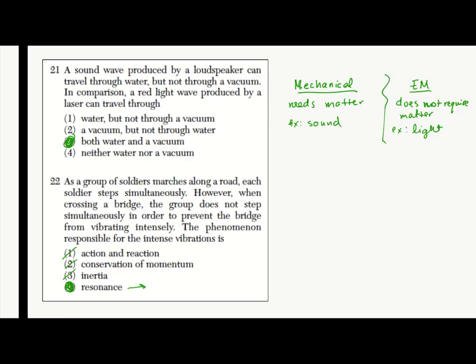Resonance is essentially two objects vibrating together at the same frequency. So I'm just going to repeat that verbally. Two objects vibrating together at the same frequency. That's resonance. So the group of soldiers marching simultaneously, they march at a certain frequency, just as the bridge is now shaking and vibrating intensely at the same frequency. So these two things cause resonance, and it causes a huge transfer of energy, causing these huge vibrations. And that's resonance. It's beautiful.